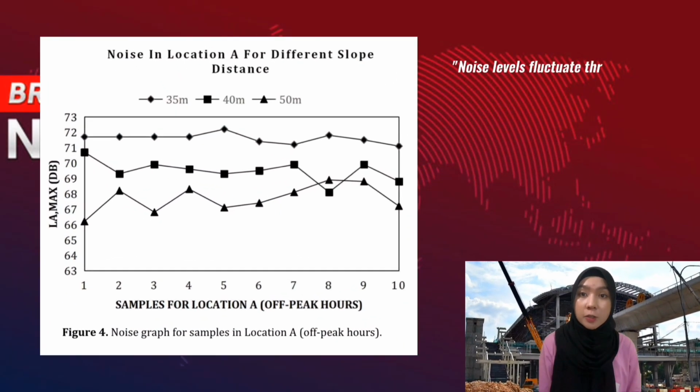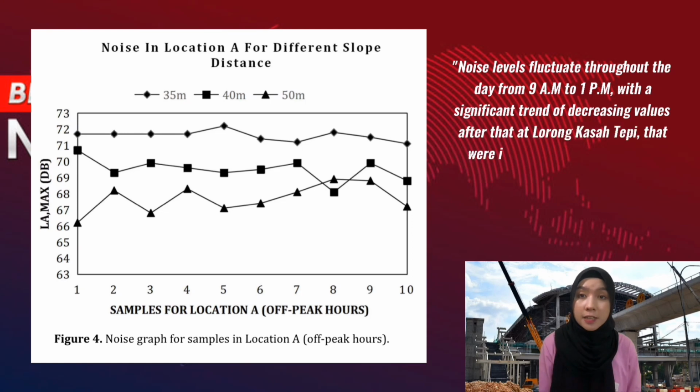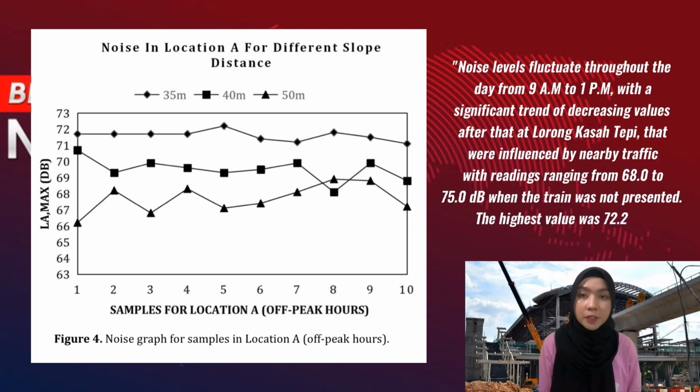hours. The study has found that noise levels fluctuate throughout the day from 9 a.m. to 1 p.m. with a significant trend of decreasing values after that at Lorong Kasah Tepi as depicted in figure 4. The noise levels at Lorong Kasah Tepi are primarily influenced by nearby traffic with readings ranging from 68 to 75 decibels when the MRT train is not present.